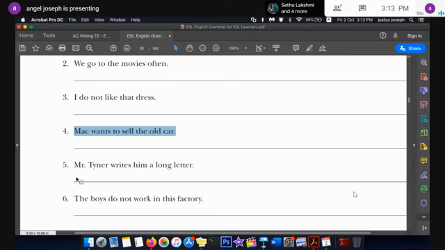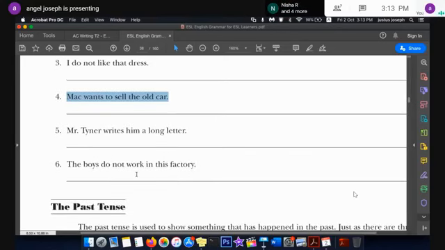Okay, look at this one. Mr. Tyner writes him a long letter. Mr. Tyner does not write him a long letter. Very good. So the boys do not work in this factory. The boys do work in this factory.